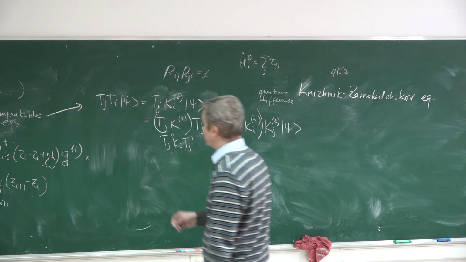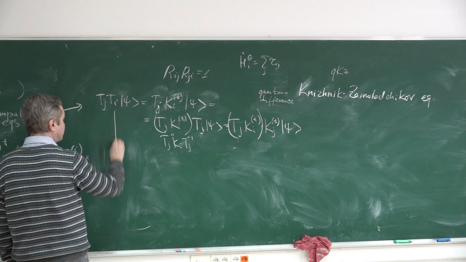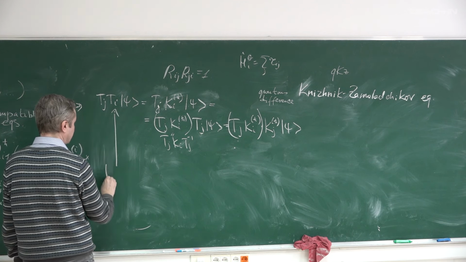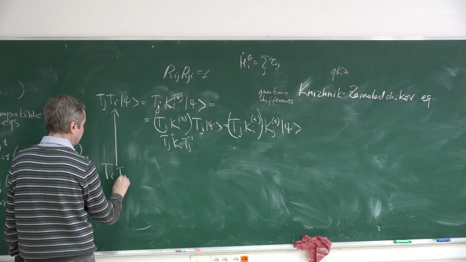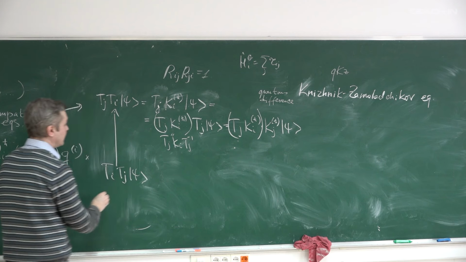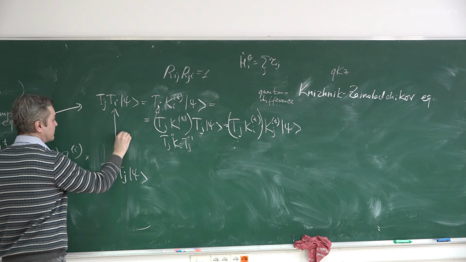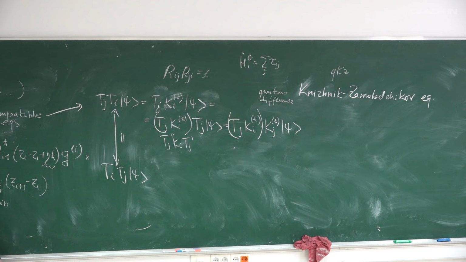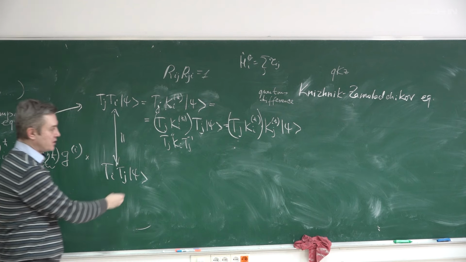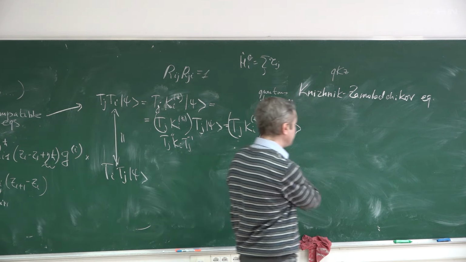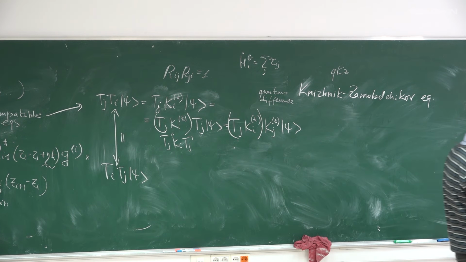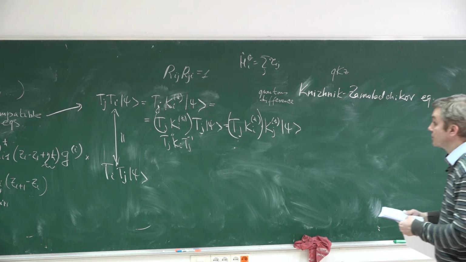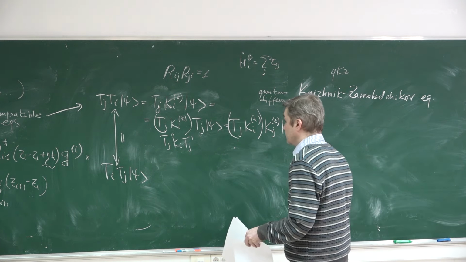And of course we can do it in a different order. So we may just consider Ti, Tj acting on psi, and they are equal to each other. And we just obtain the same expression where you just change I to J. And as a result, the compatibility condition takes the following form.